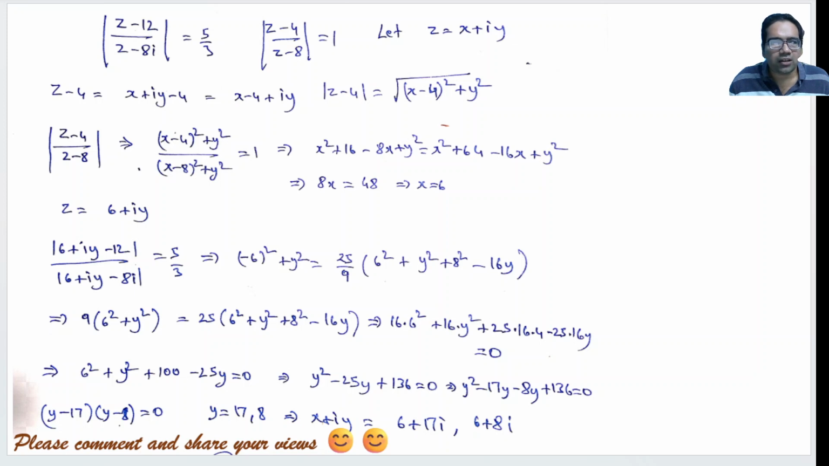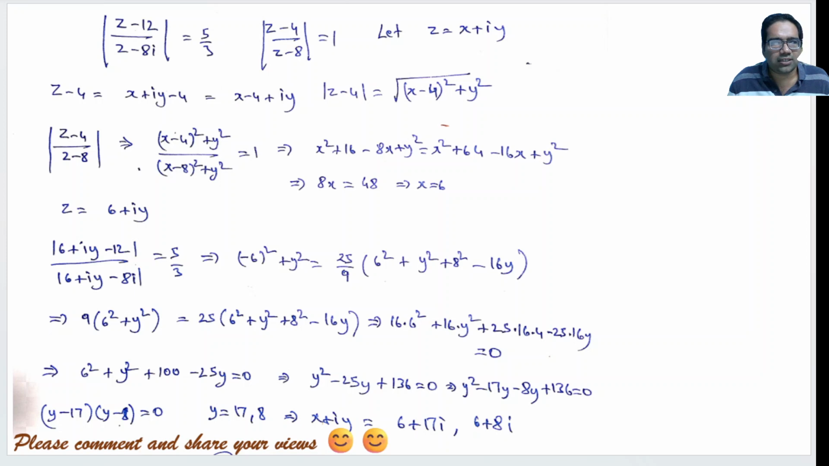Now, what is z minus 4? If z is x plus iy, z minus 4 will be x plus iy minus 4. The real part becomes x minus 4 and the imaginary part remains y, and mod of z minus 4 will become the root of real part square plus imaginary part square, which is root of (x minus 4) whole square plus y square. Similarly, what is mod z minus 8? It is root of (x minus 8) square plus y square.